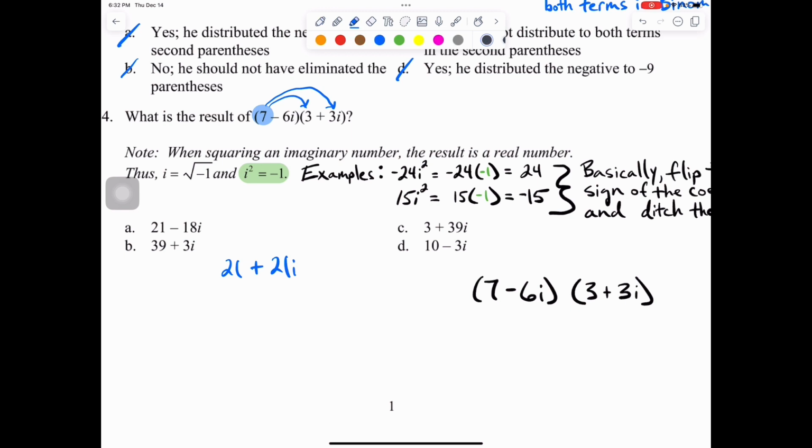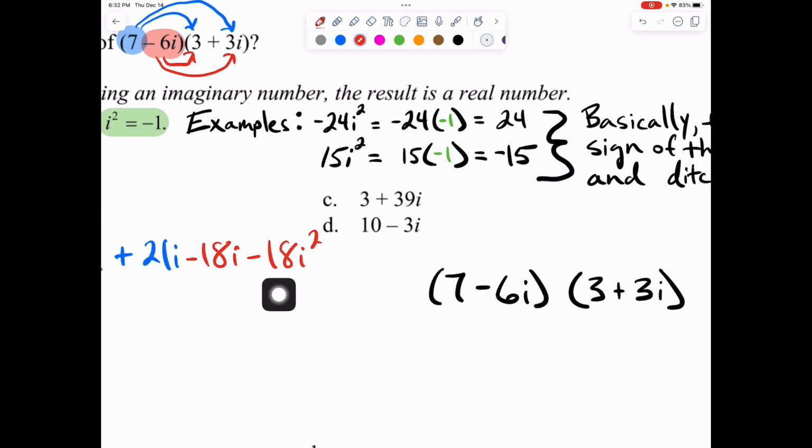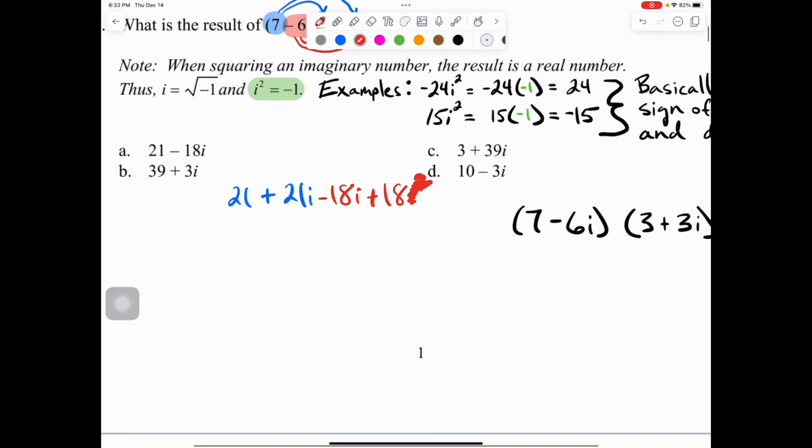I will switch to red, and we will be looking at negative 6i times 3, giving us negative 18i. And then we have negative 6i times 3i, giving us negative 18i squared. And what did we say? Basically flip the sign of the coefficient and ditch the i squared. So instead of negative 18i squared, we will flip the sign and make it positive 18i squared. And then we will just get rid of the i squared. I will simply do that.